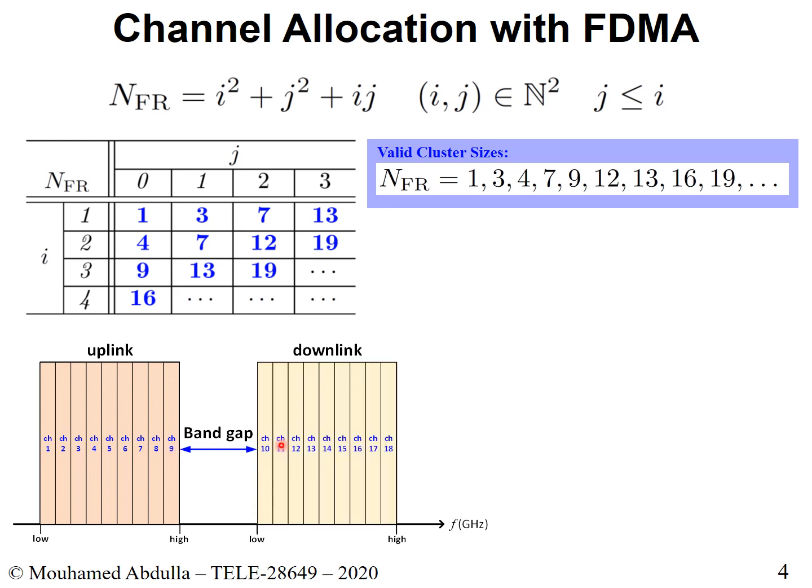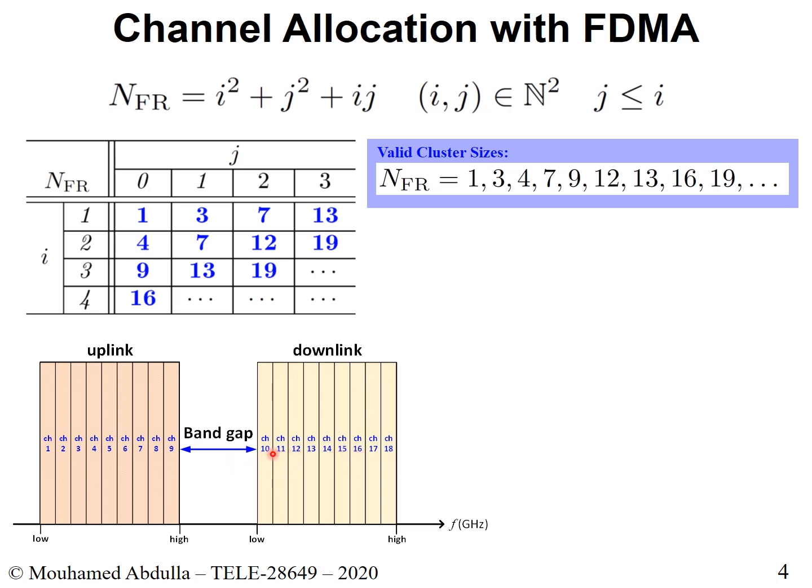And you could do the same thing with the downlink, right? You have your downlink and you chop it into small bandwidths. So these are the different channel bandwidths for every user.